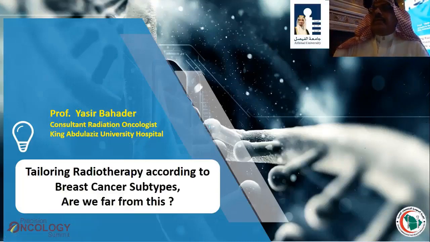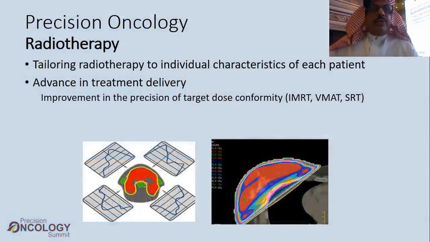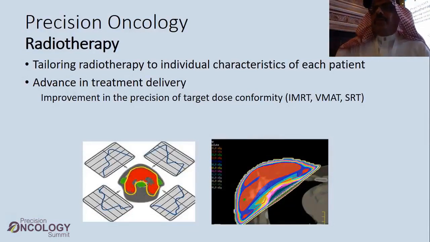Radiation therapy, as you know, is an integral part in the treatment of breast cancer. Can we tailor our radiation therapy to the individual characteristics of the patients, like to the breast subtypes? We know in the last few years there have been so many advances in the way we deliver radiation therapy. We are now delivering the radiation much more precisely to the target volume. We have IMRT, VMAT, stereotactic. All this will deliver the radiation very sharply to the tumor only and protect the normal tissue.